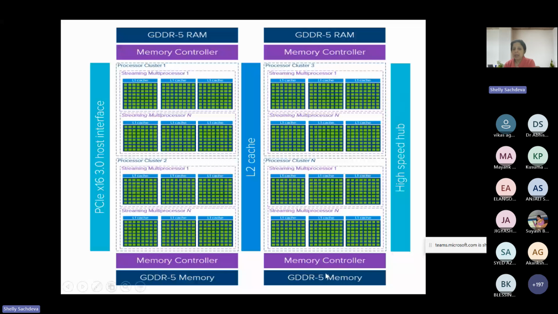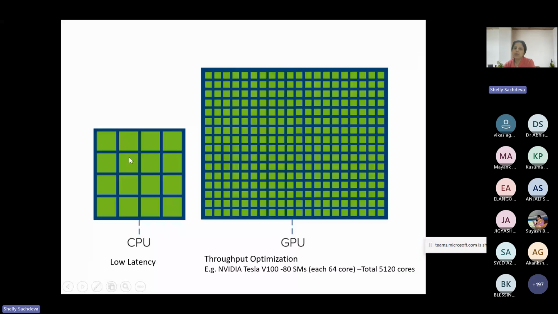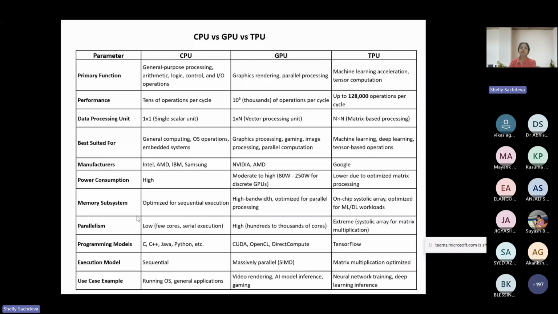So if you compare this CPU architecture with this GPU architecture, you can see this is the difference. Here the main motive was to do parallel computation of the task, and here it was to have low latency. So this is the basic architecture, and this is in general how you compare the CPU versus the GPU versus the TPU.